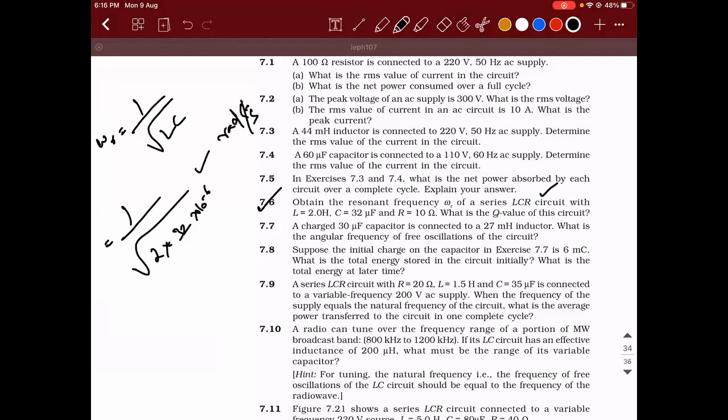They're asking about the Q factor also. Q is equal to 1 by R into root of L divided by C. Substitute that, you will get the answer.